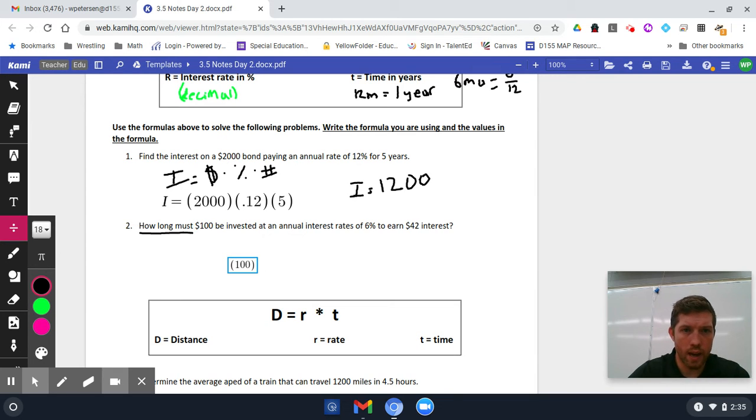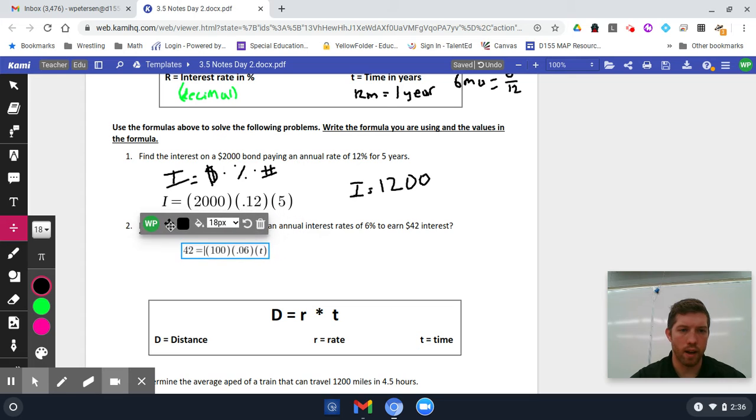And we know we have the rate of 6%. So that's 0.06. And we do not know the time, right? So the time is going to be our T. And we know that's going to equal $42 of interest because it's telling us that. All right, so this time we have a formula which we're going to have to simplify and solve. We're trying to get t by itself. So we're going to have to break this down into steps.